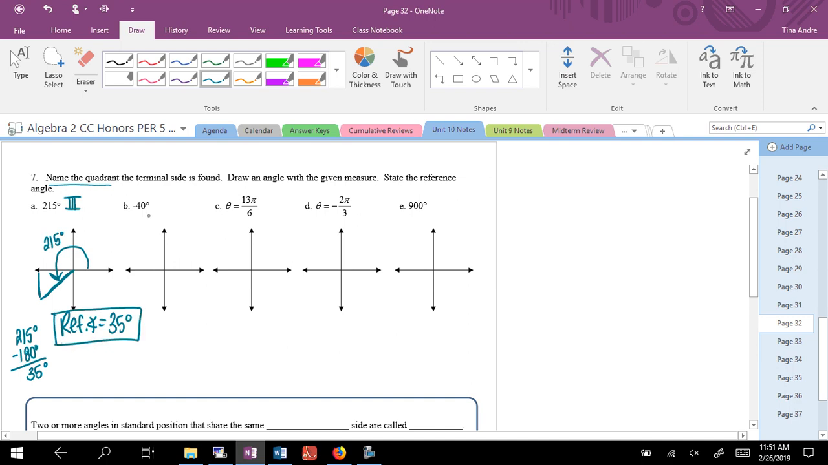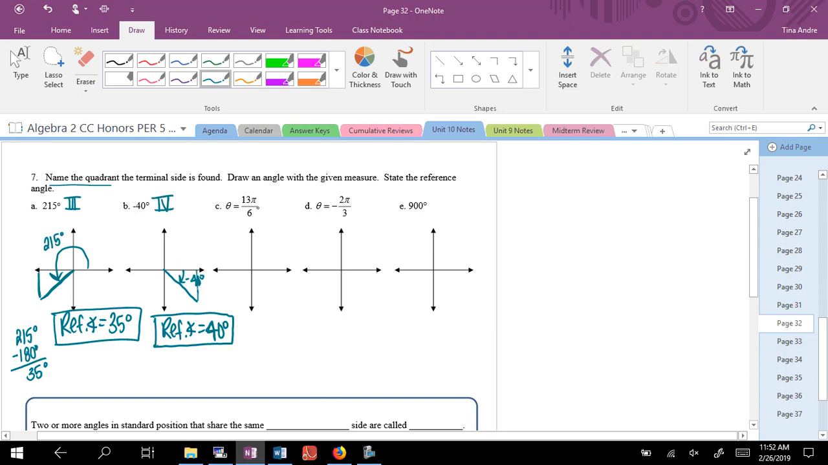Next one here, negative 40 means now you're going the opposite direction. So again, always starting from 0, going down, negative 40. So this, my reference angle, is just going to be 40 degrees. So notice that the reference angles are always positive because they have to be between 0 and 90. The negative is just telling you the direction. So in this situation, the reference angle is positive, and that's going to be in the 4th quadrant.